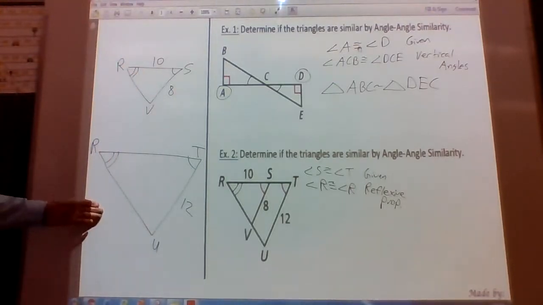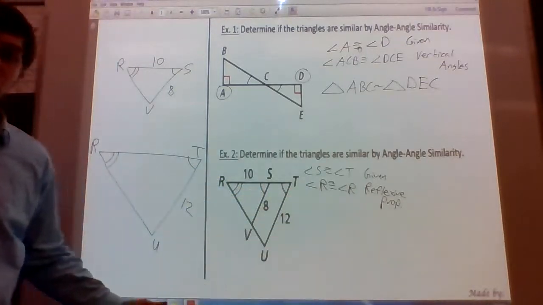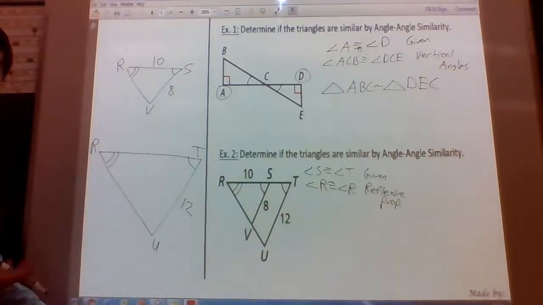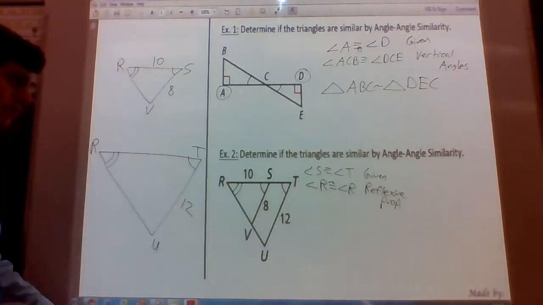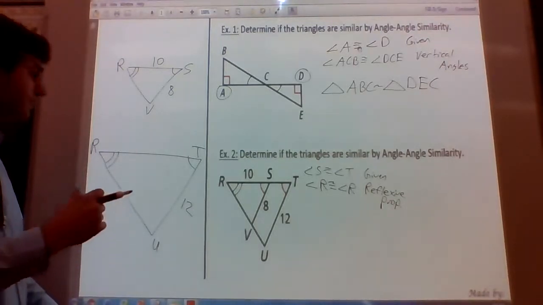We now have two pairs of angles that are congruent, so we can say the triangles are similar by the angle-angle similarity postulate, or angle-angle similarity criterion, however you want. Let's just call it postulate.